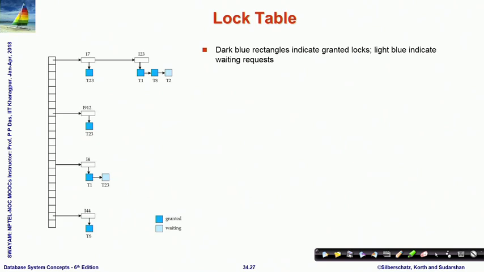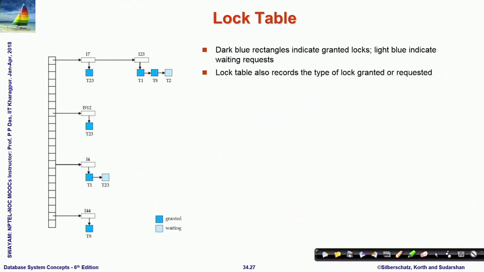There is a hash table. So, you can see that on I7 and I23 there is a collision and a coalesced chain happening on that. And then for every item you maintain a list of locks that are granted to different transactions and the list of requests that are waiting. The dark blue here shows the grant, and the light blue shows the waiting status.